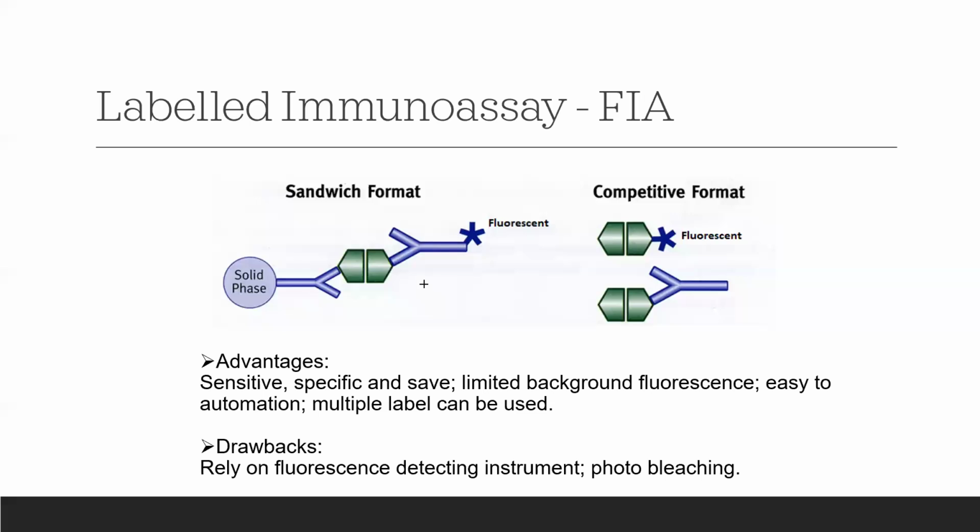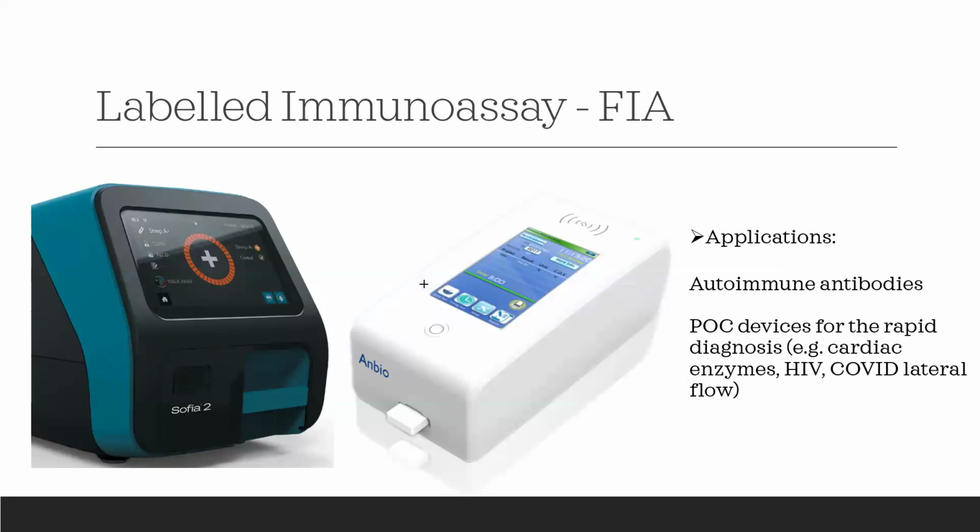So if you get photo bleaching, part of the signal will get lost. Yeah. So these are the two examples for the FIA devices. The application of FIA tends more nowadays to be point of care devices for some rapid diagnosis, such as the cardiac enzymes, HIV rapid diagnosis, and also during COVID, the rapid lateral flow diagnosis. We all use the FIA, and FIA can also be used to test different autoimmune antibodies to help with autoimmune diseases diagnosis.